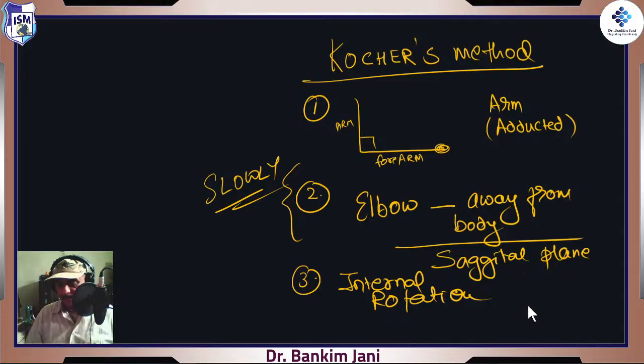So I'll just repeat. 90 degrees, arm is adducted, so near to the body, right? And then lift the elbow, and then you will do slowly, right? And then internal rotation. As soon as you do internal rotation, head slips back into the glenoid cavity, and this is what is called as the Kocher's method, right? That is what is needed for reduction of the dislocated shoulder joint.